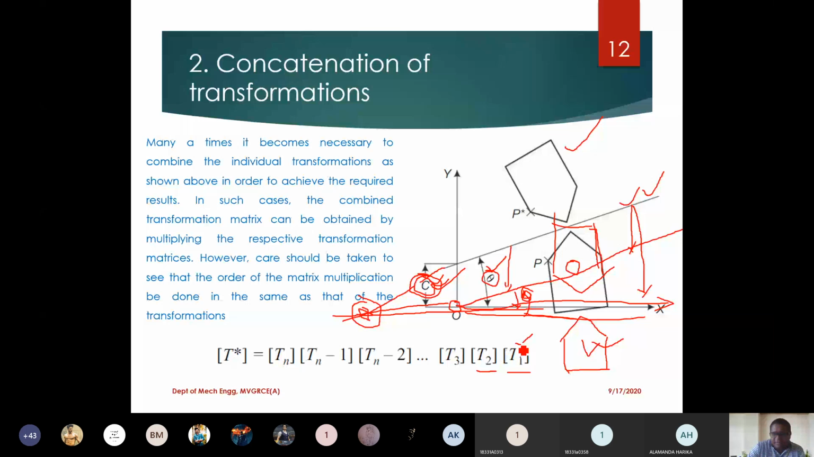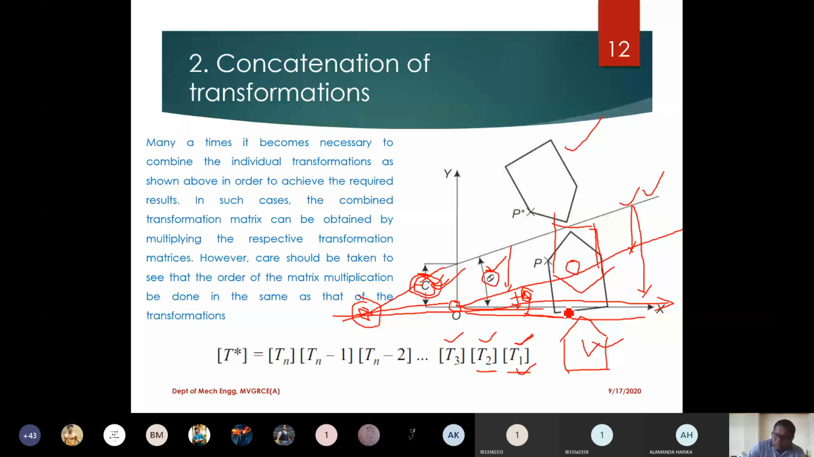What is the second one? The second operation that I performed, I rotated the straight line by minus theta. So T2 is the transformation matrix corresponding to rotation. What do you mean by T3? T3 is the transformation matrix corresponding to the reflection. Third one is the reflection. And fourth one is, again I rotated it back, and fifth one is a translation again by positive c units. Now after identifying all the fundamental transformation matrices, you have to multiply them.